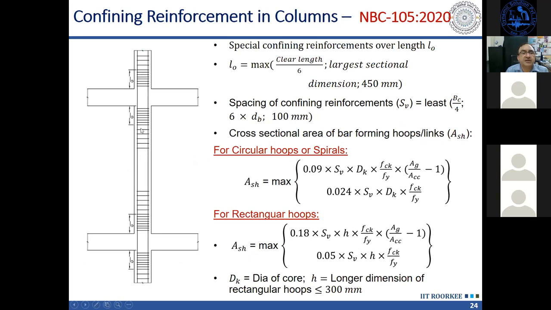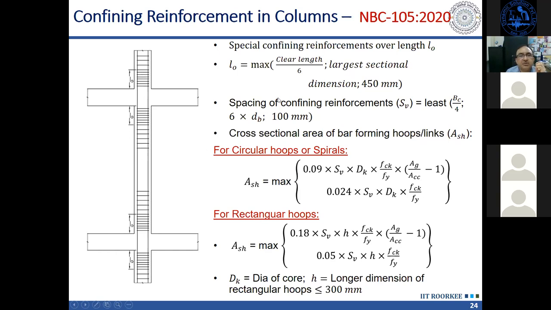And here, in case of columns, the requirement is even more stringent because it is subjected to a combination of compressive force and bending moment. So first of all, this length L0, this should be larger of these three, either 450 mm or the largest sectional dimension or the clear length divided by 6. So that much is to be provided. So the largest sectional dimension, if this dimension is D, so this should be larger of D, L by 6 or 450 millimeter, whichever is higher.